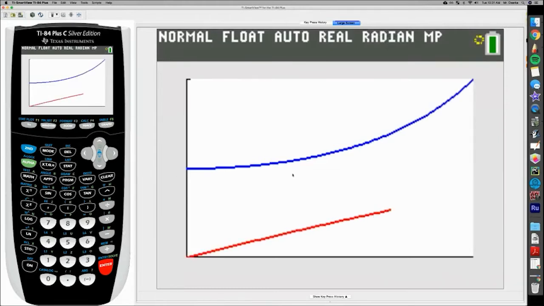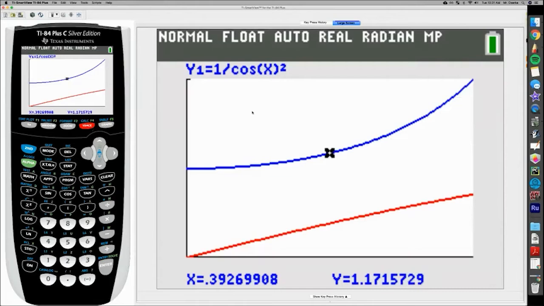But now you can see which one's on top and which one's on the bottom. And if you're going, oh no, but which one's which? I don't know which one. Just hit trace. And then you see how it's on the blue one? The blue one is this one right here. If you press down, it goes to the red one, which is sine x. Okay. So now you know which one's on top and which one's on the bottom. Secant squared x is on the top.